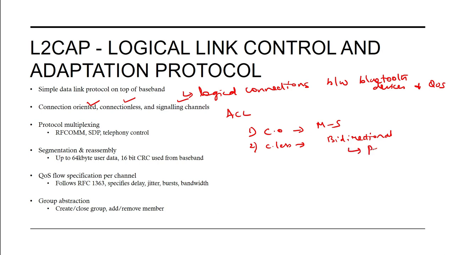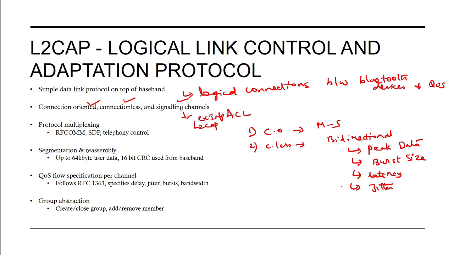The main parameters we are going to verify are the peak data rate, then burst size when we are transmitting the physical protocol data unit, the physical burst PDU, and then latency, then jitter. Then we have the signaling channel, which is meant for exchanging information between the L2CAP layers. Next we have protocol multiplexing, which covers RFCOMM, service discovery protocol and telephony control.